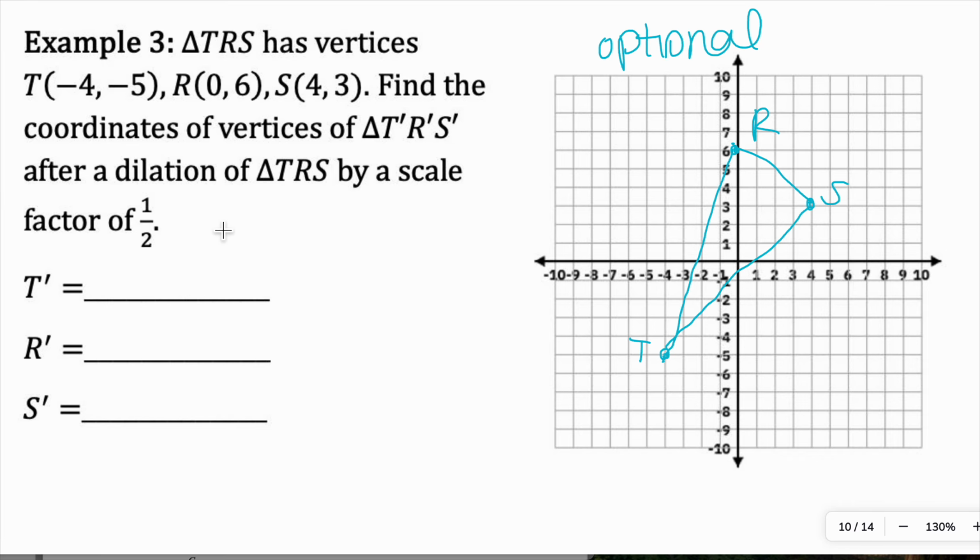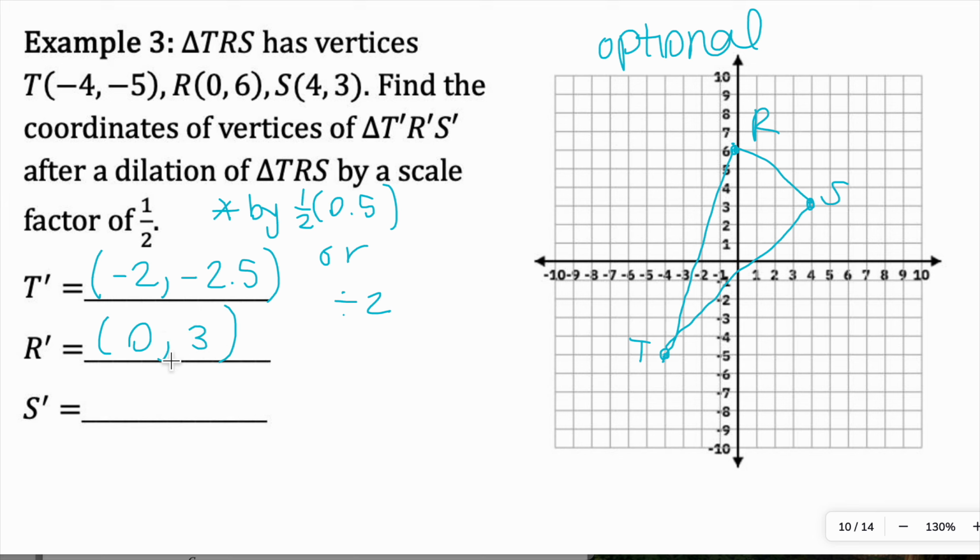Okay. And then we're dilating by a scale factor of 1/2. 1/2 means you can multiply by 1/2. Some people like to change that to 0.5, or divide by 2, because when you take half of something, you're just cutting it in half, dividing by 2. So T prime would be -2, -2.5. R prime would be 0, 3, and S prime would be 2, 1.5.